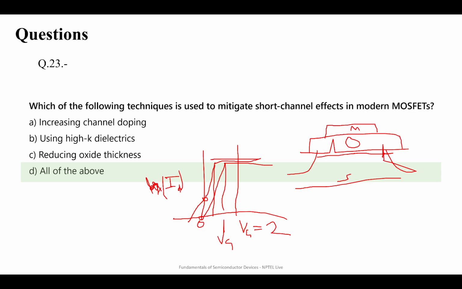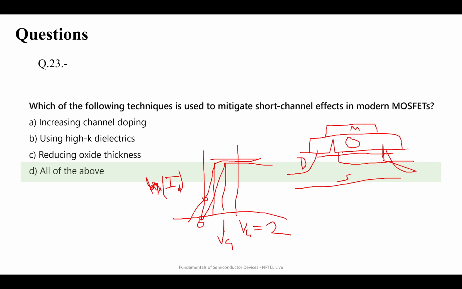Because of getting a short channel, when I put my drain, it affects this region, so now the effect of the drain is going towards the whole channel region. So it is giving me multiple short channel effects.